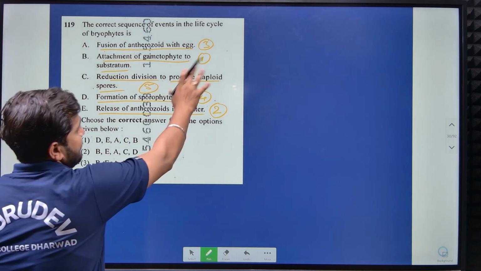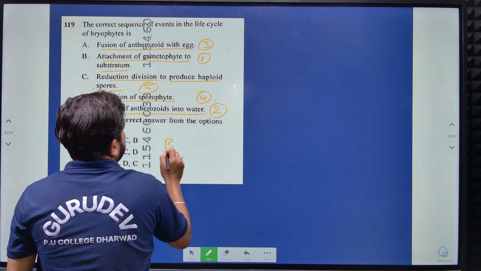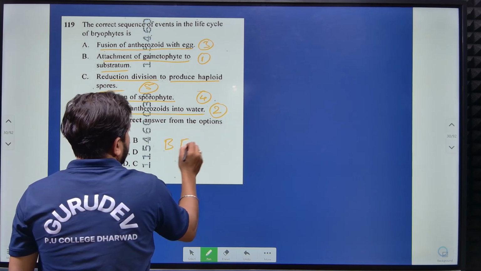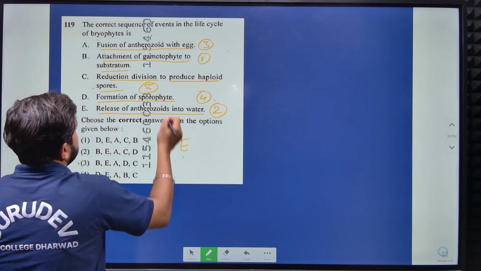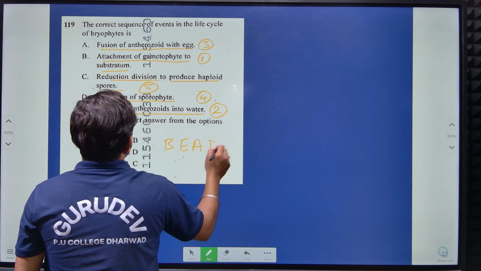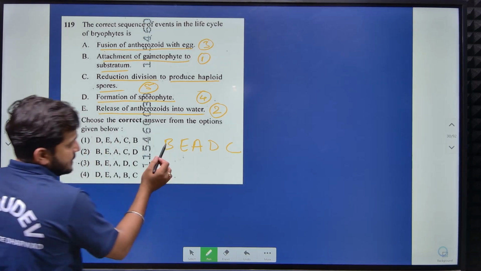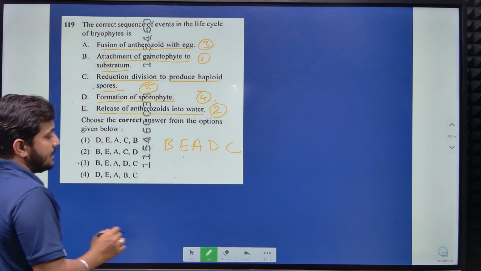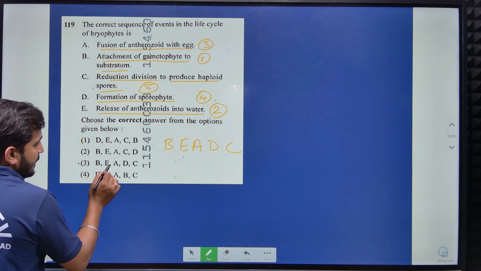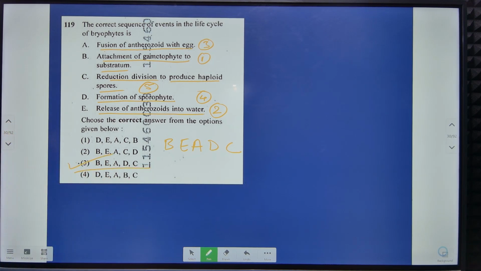So sequence wise, if I write the options, the first one is B, right? Second one is E, third one is A, fourth one is D, and the fifth one is C. So here I have to find the option, that is B, E, A, D, C, right? So B, E, A, D, C, that is option 3, which is correct. So option 3 is correct regarding this.